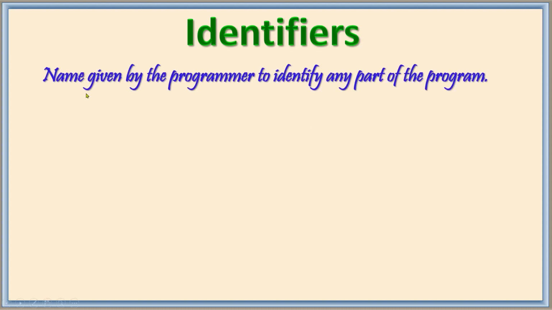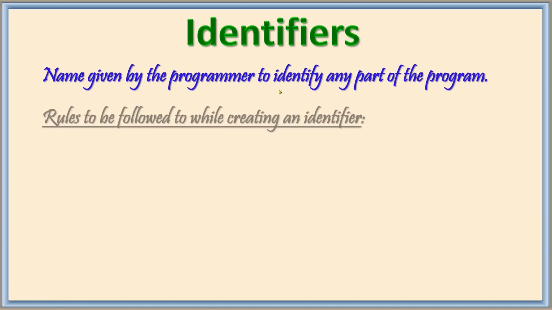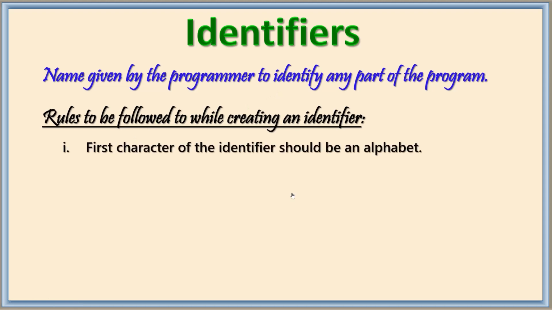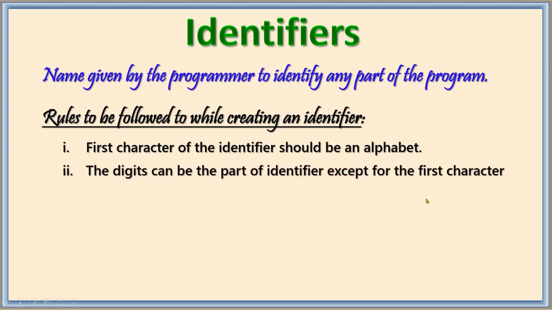I already told you about identifiers. An identifier is nothing but a name given by the programmer to identify any part of the program. But we cannot give any name as we like. There are certain rules to follow. Let us check the rules. The first character of the identifier should be an alphabet. The digits, that is numbers, can be part of an identifier except for the first character. Already it has been mentioned that it should start with an alphabet, right?